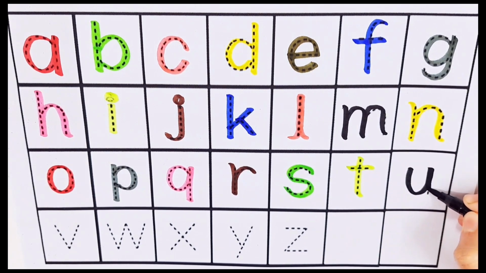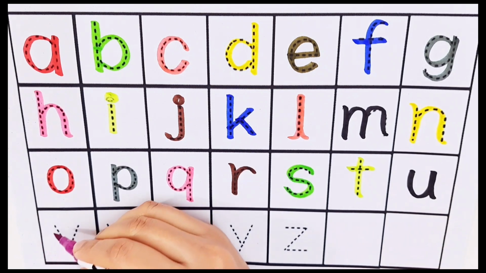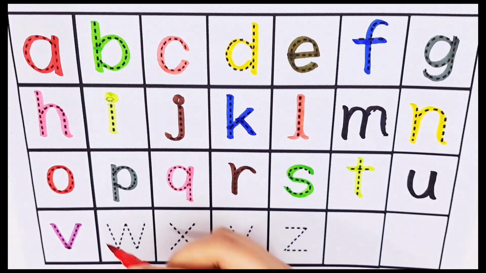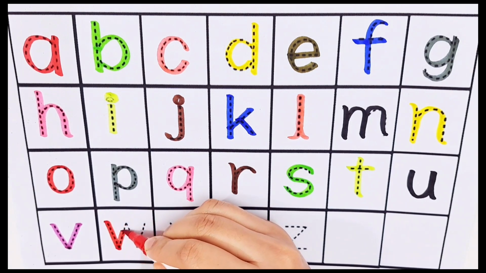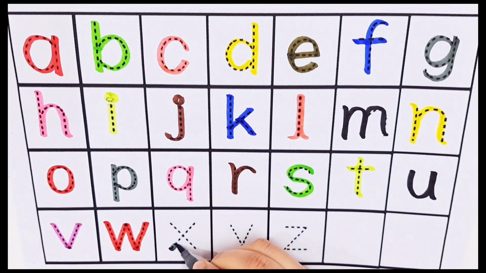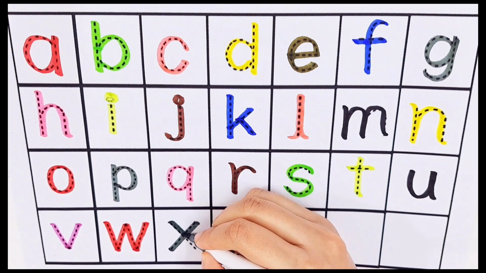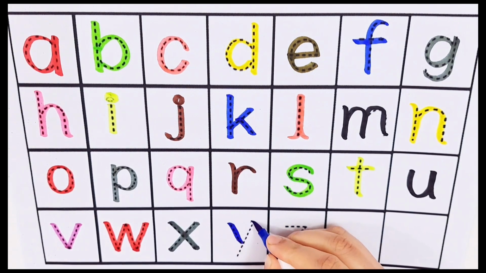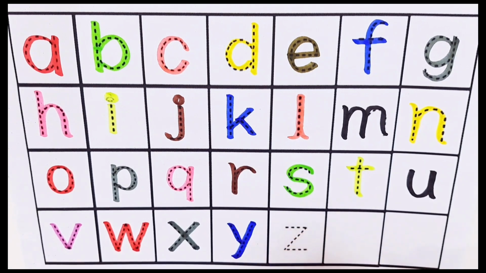U for umbrella. V for vanilla. W for water. X for Xerox. Y for yolk.